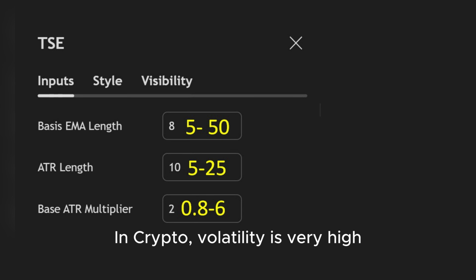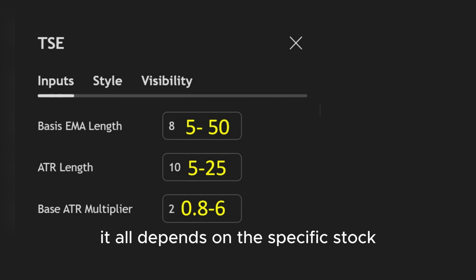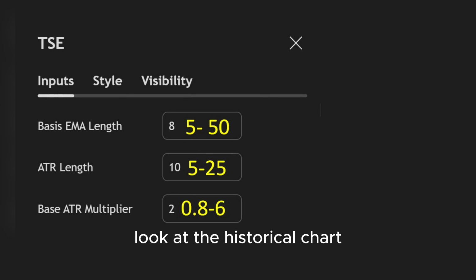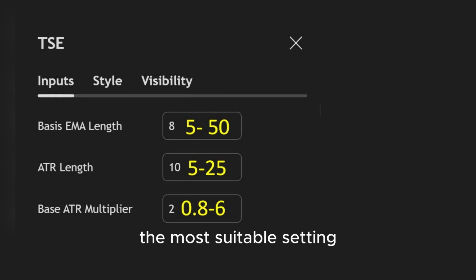In crypto, volatility is very high, so it makes sense to increase the ATR value slightly. For gold and Forex, where the markets are more stable, lower values work better. For stocks, however, it all depends on the specific stock. Some move very aggressively, while others are much calmer. That's why you should look at the historical chart, increase or decrease the setting by a few points, and check the chart again until you find the most suitable setting. It's that simple, friends. The settings section is entirely tailored to your own market style.